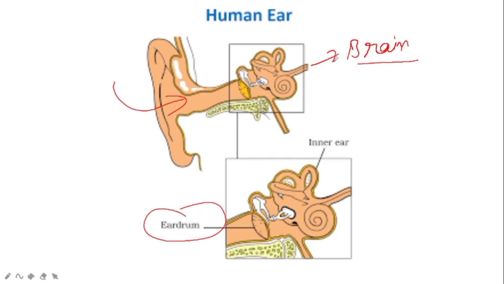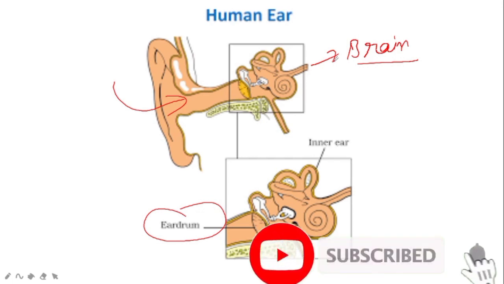So this is about how sound travels, what the material medium for its propagation is, and how we hear sound with our ear. In the next class, we will learn about a few terms which are related to sound.